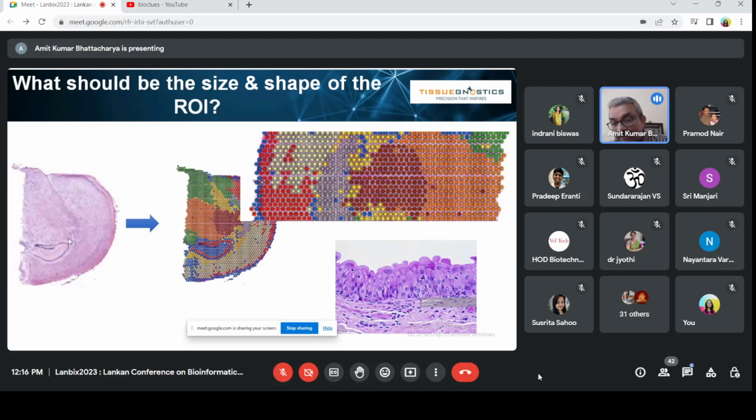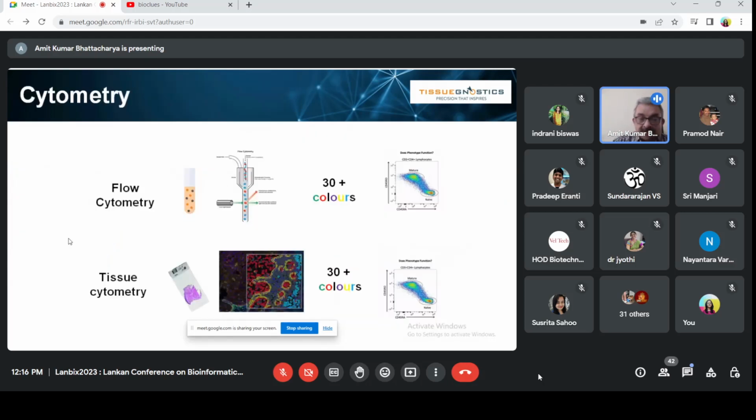So we have to address this problem wherein we collect data from single cells in a tissue, but in a way which is biologically relevant. This is exactly what the subject of cytometry is about. Cytometry is about collecting data from single cells, and from each cell multiple parameters, and taking data from all cells in a system or in a tissue section.